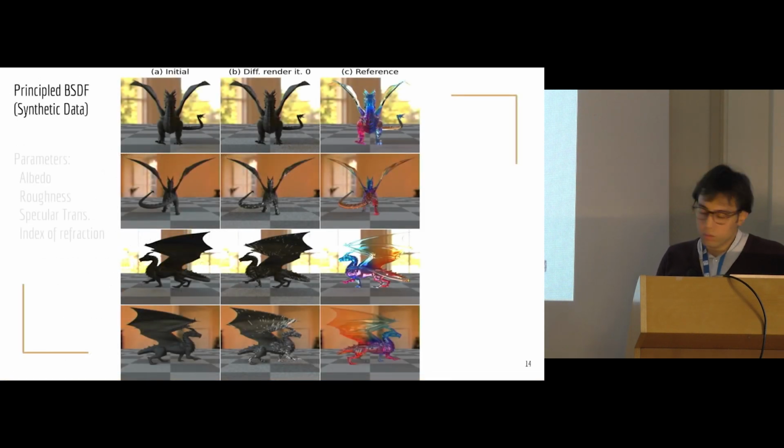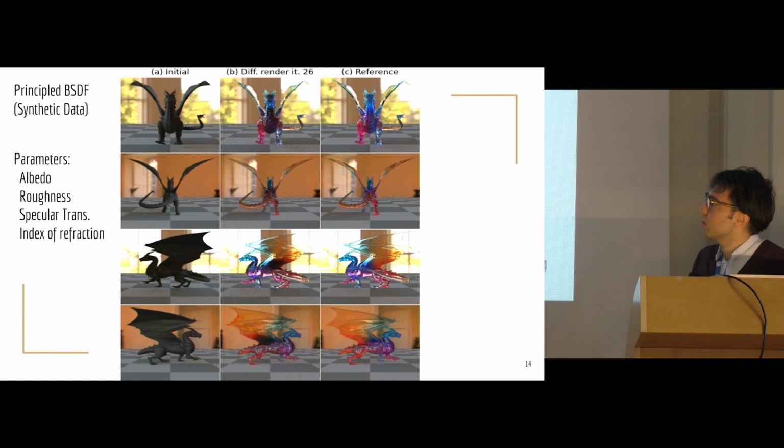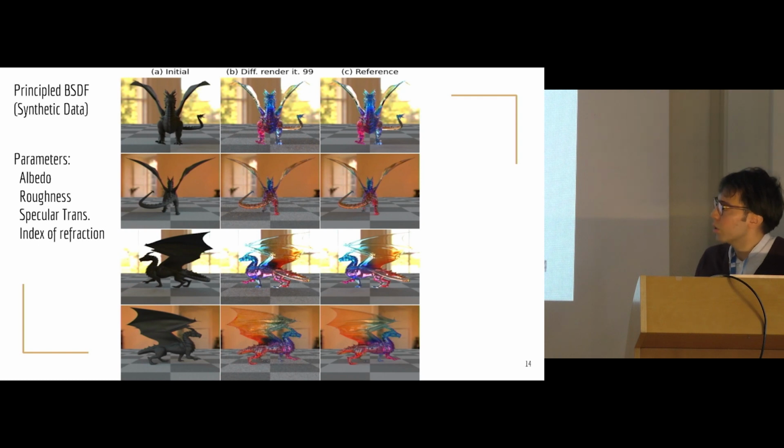With that, let me switch to the results. So this is, in the slide, you can see a synthetic test case where we use Principled BSDF. The material parameters of interest are albedo, surface roughness, specular transmission, and index of refraction. And as you can see, in 100 iterations, we were able to get close to the provided reference images.